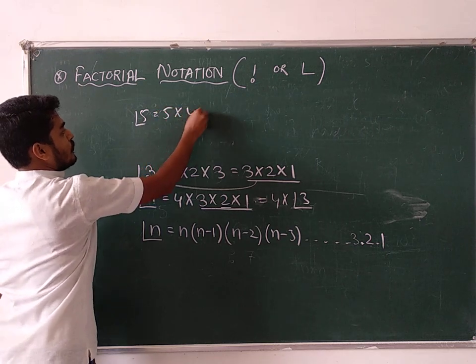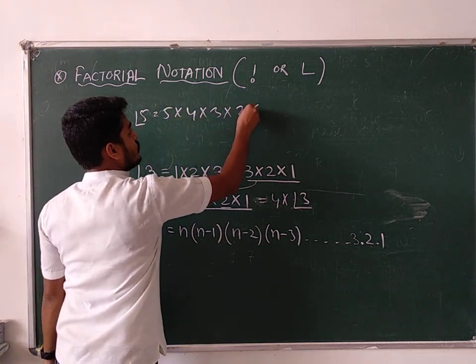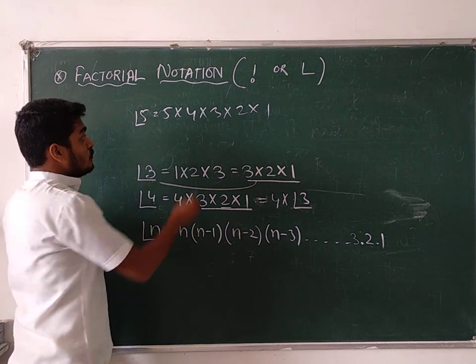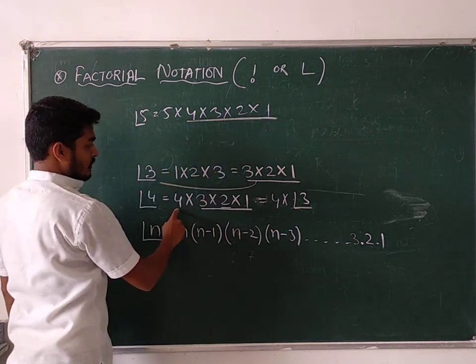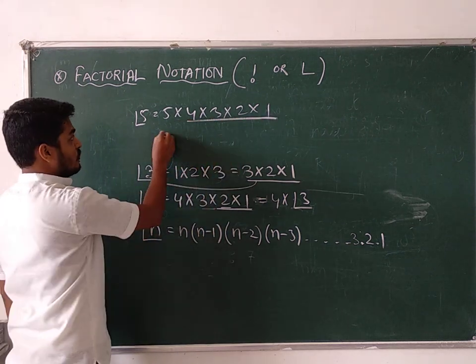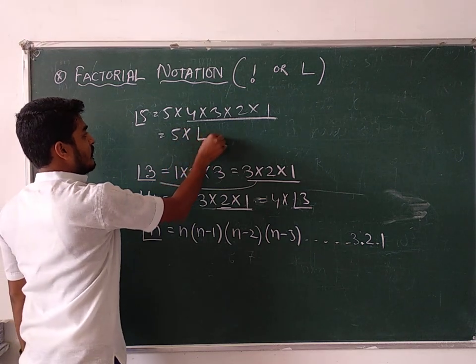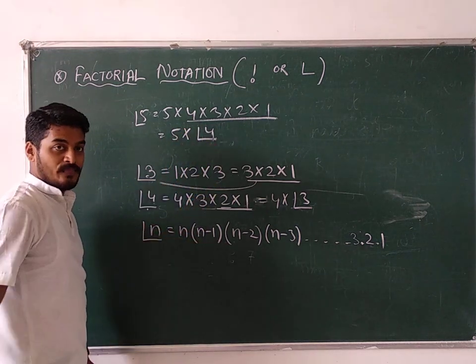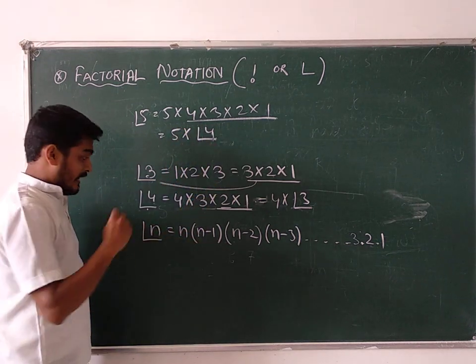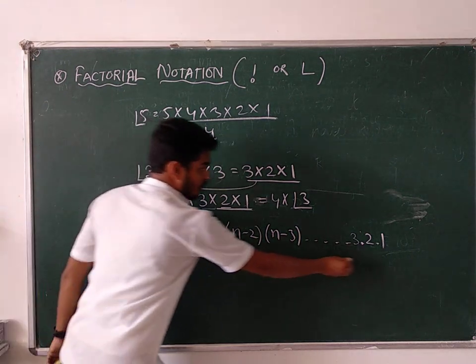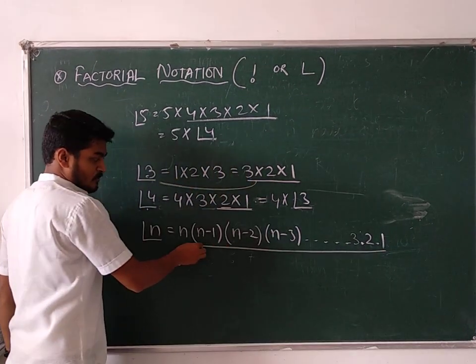For example, factorial of 5 means what? 5 into 4 into 3 into 2 into 1. It is known to you. This expression is exactly equal to what? This expression is exactly equal to factorial of 4. That means we can easily write down 5 into factorial of 4. Is it clear?